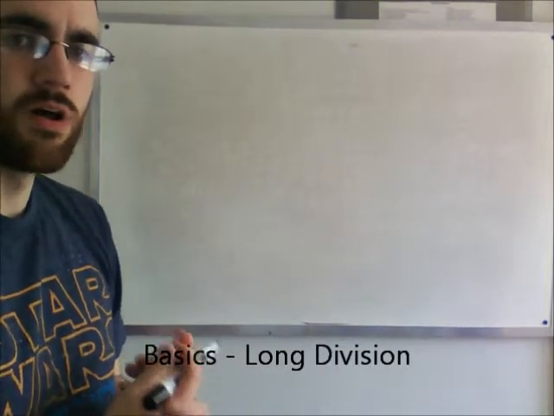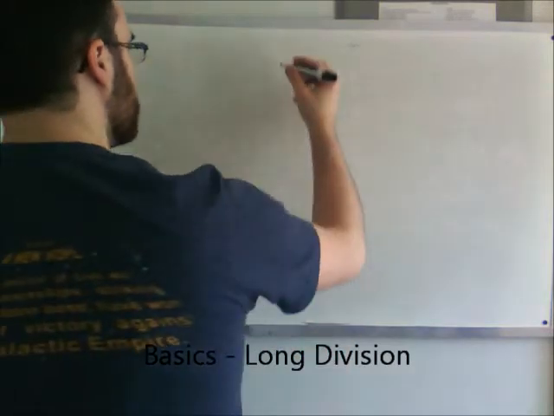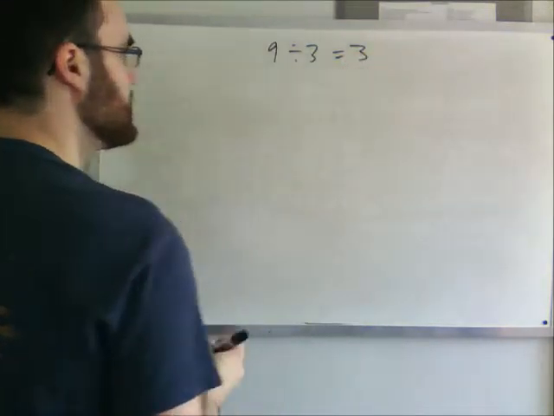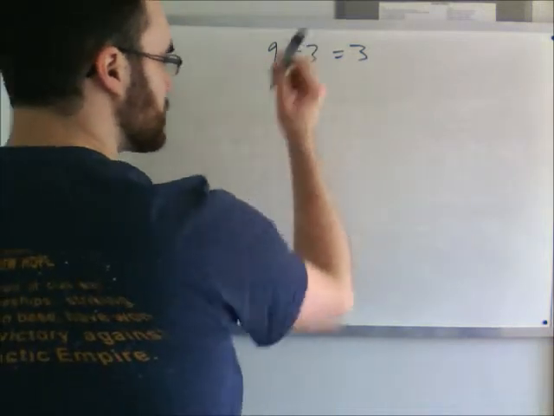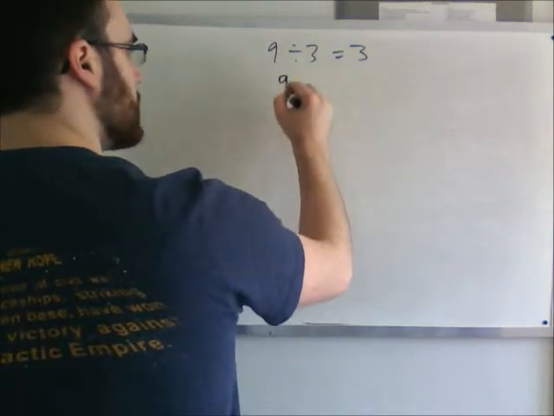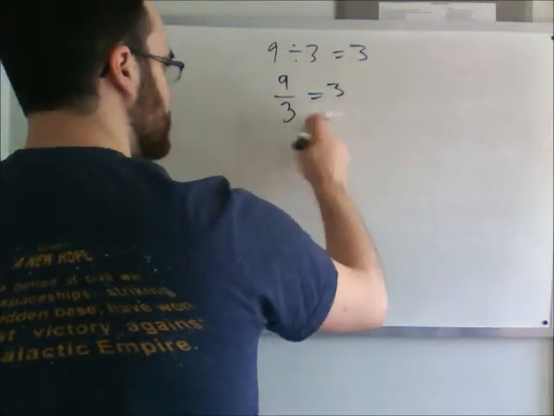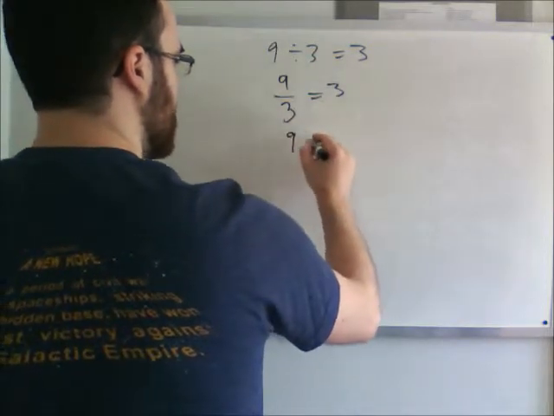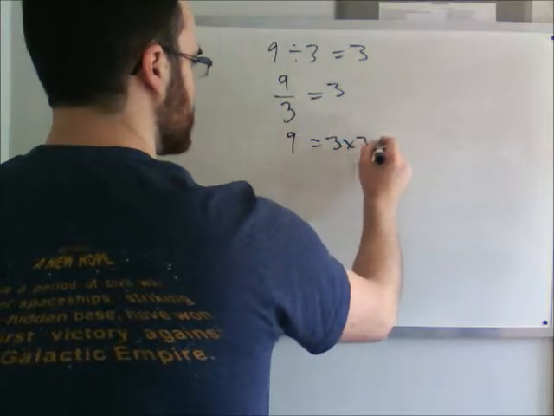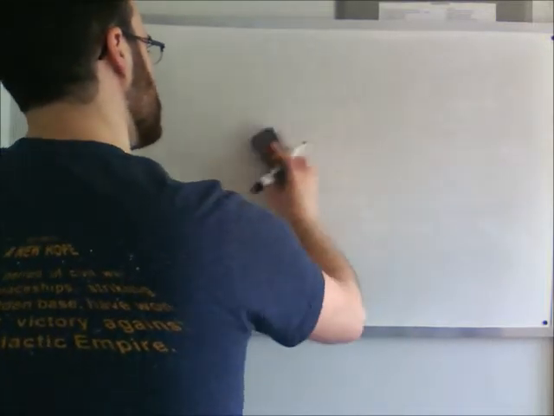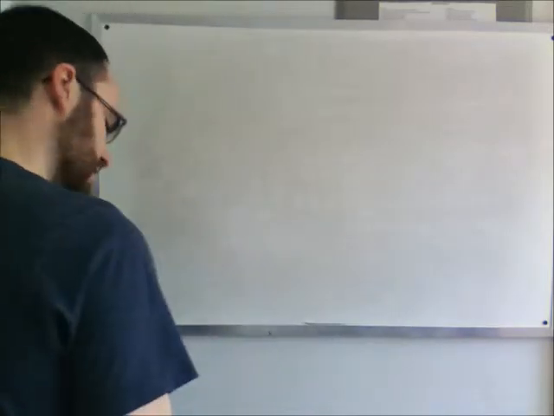Let's talk about division and long division. Division is saying that 9 divided by 3 equals 3, which can easily be said because 3 times 3 equals 9. So let's write it as fractions. 9 divided by 3 equals 3. If I bring the 3 up, I have to multiply. So 9 must be equal to 3 times 3, which is equal to 9. That works. The thing we want to talk most about is doing long division.